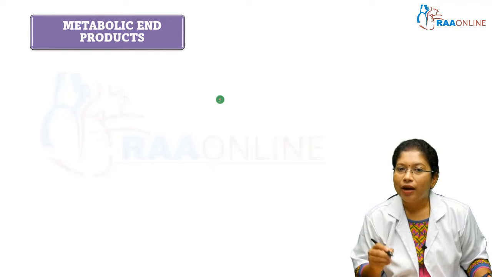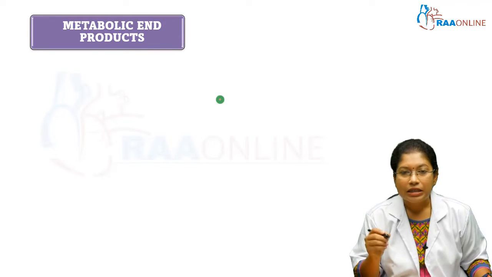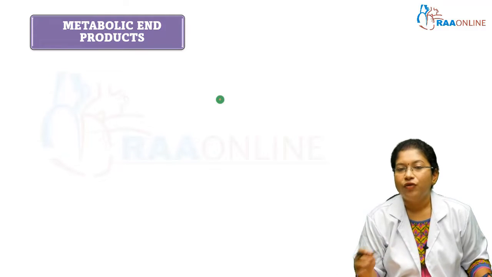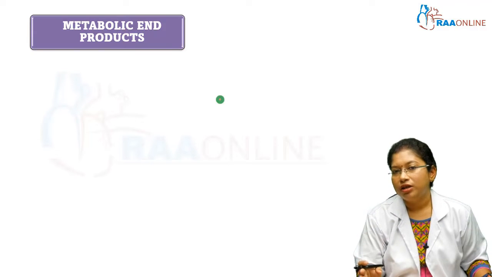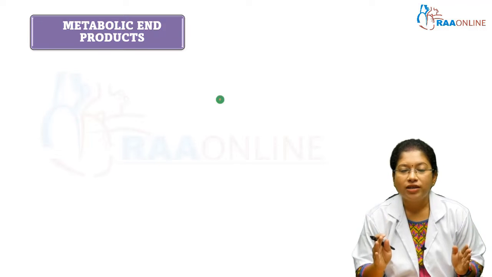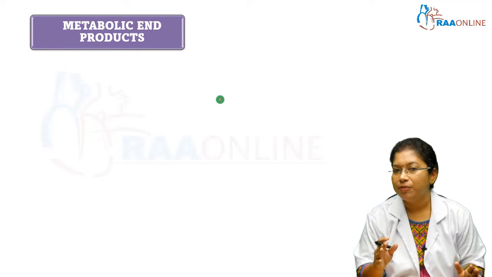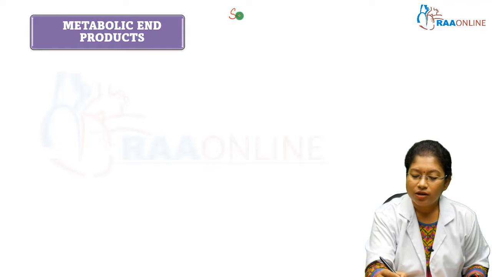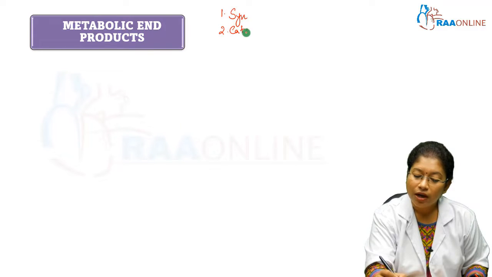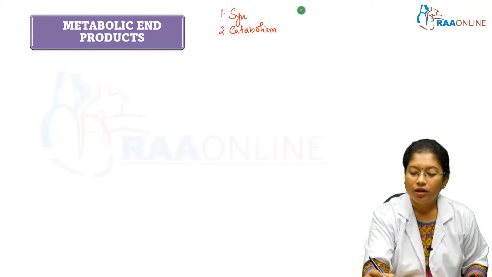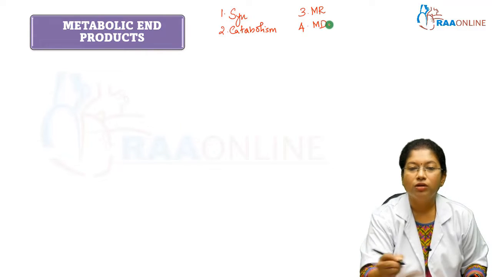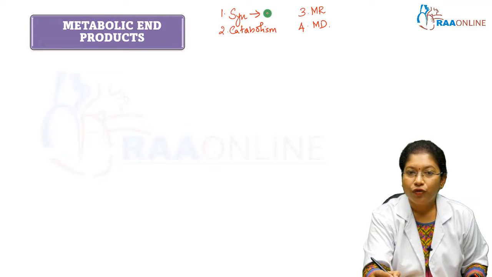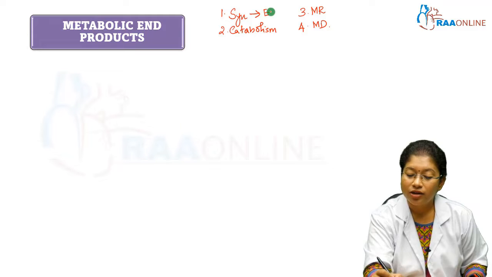What are the metabolic end products of tryptophan? I have said synthesis, there is no synthesis. We have to supply tryptophan in the diet. And the next thing we have to see is catabolism. Always we see amino acid metabolism under four headings. First is synthesis, second is catabolism, otherwise metabolic end products, third is metabolic role, and fourth is metabolic disorders. Here tryptophan we have to supply in the diet, so it is essential.